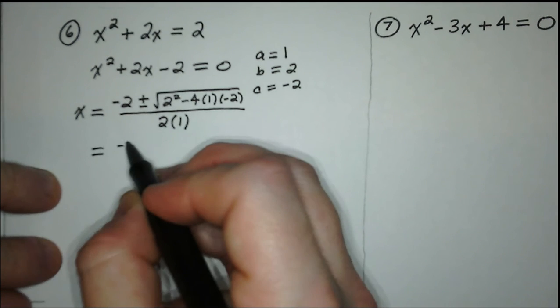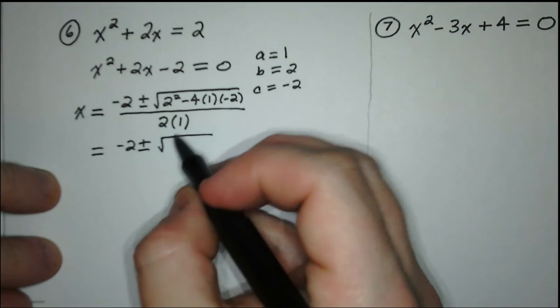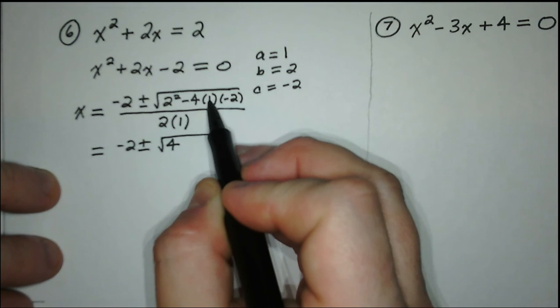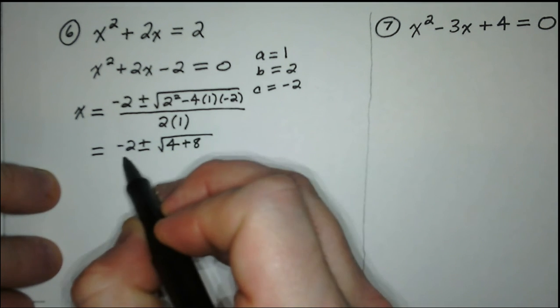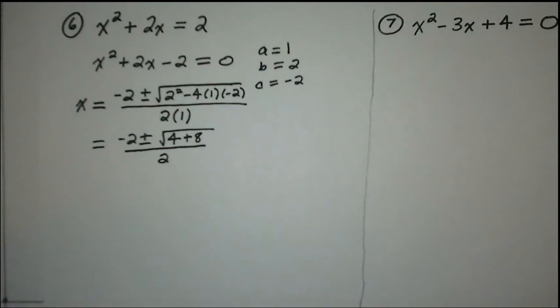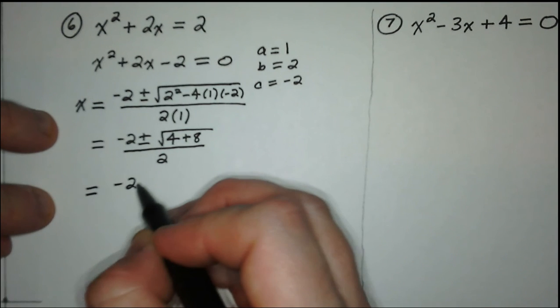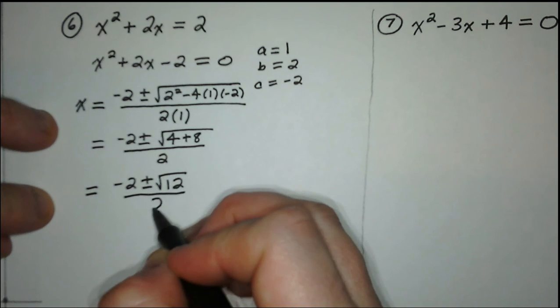All right. Come on. 2 squared is 4. Now, we have this minus. Minus 4 times 1 times negative 2 ends up being plus 8 all over 2. So we end up with negative 2 plus or minus the square root of 12 all over 2.